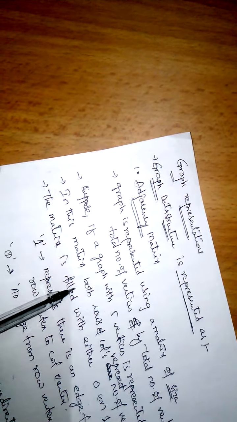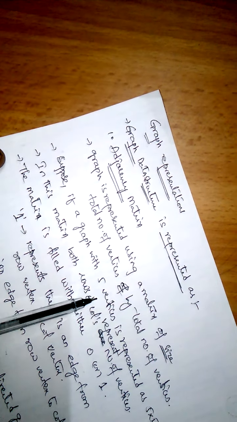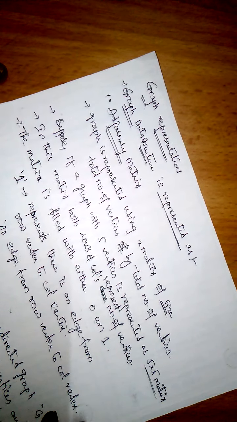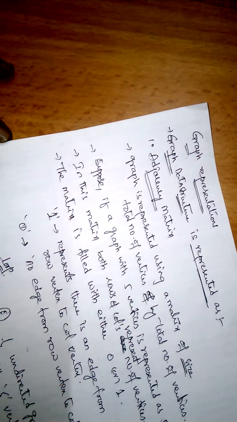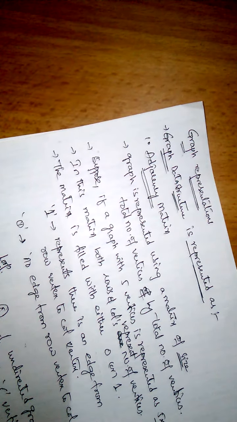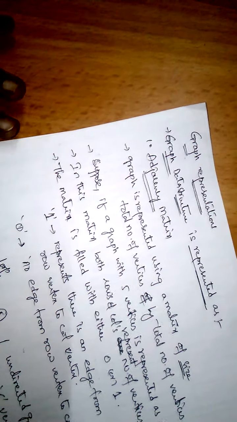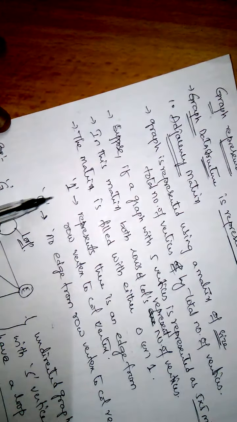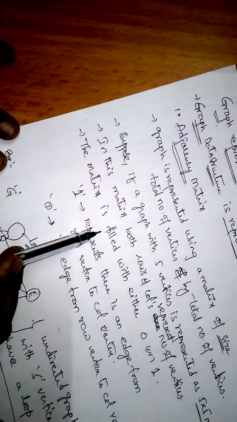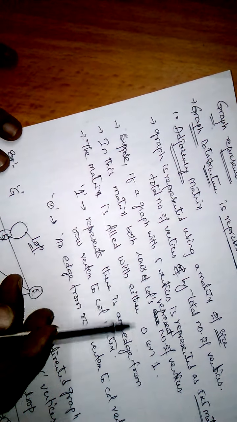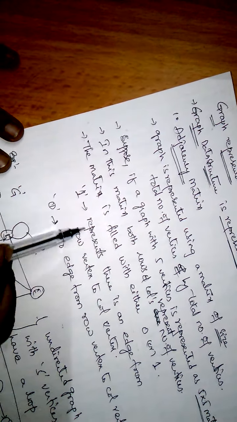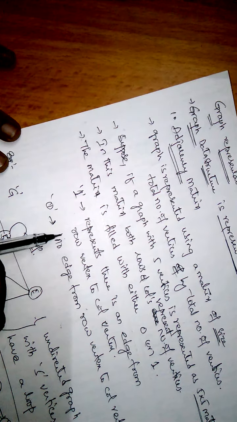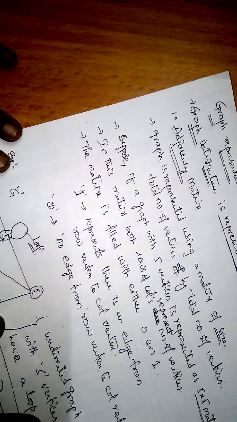Suppose a graph has 5 vertices, we will represent that graph as an adjacency matrix in a 5 into 5 matrix. So in an adjacency matrix, both rows and columns represent the vertices of a given graph. Now the values of this matrix are either 0 or 1. We represent rows and columns as the vertices of the graph.